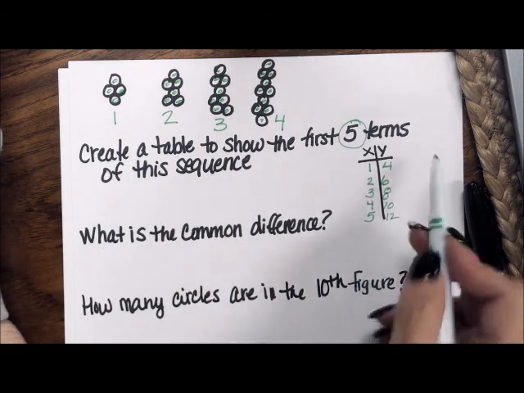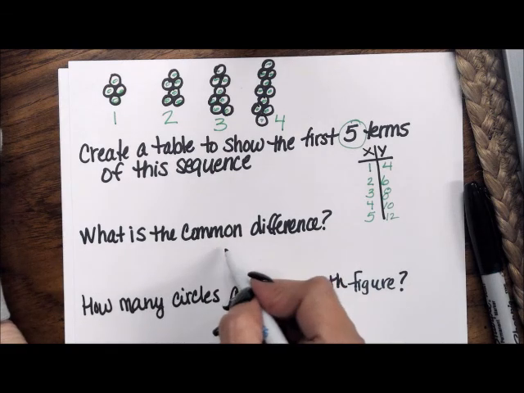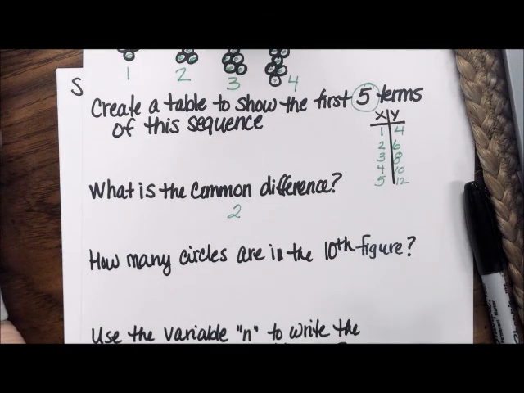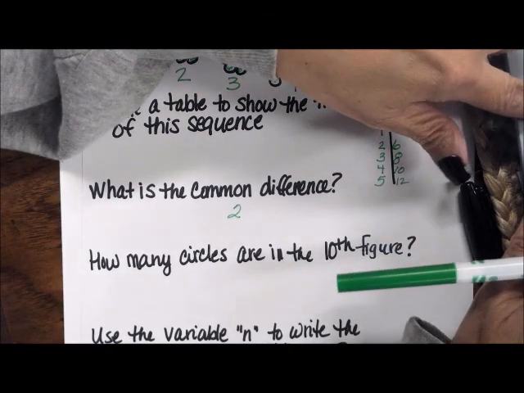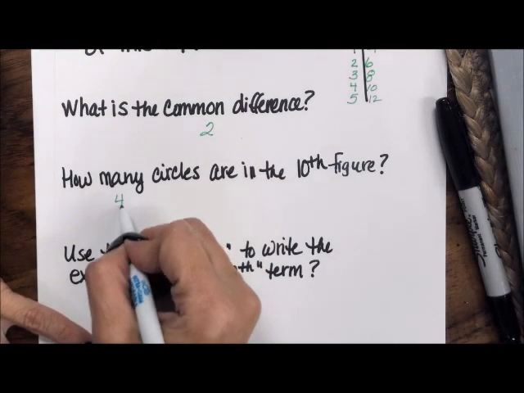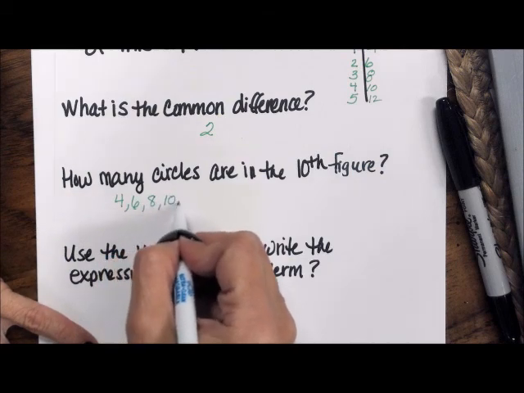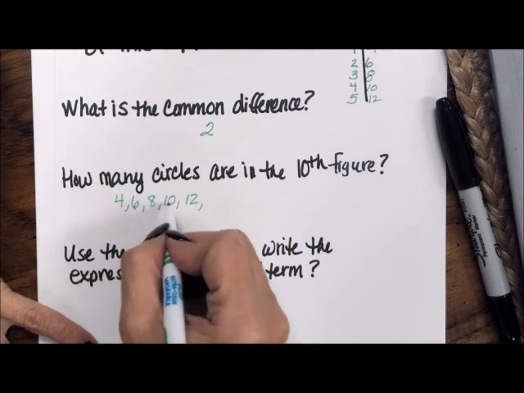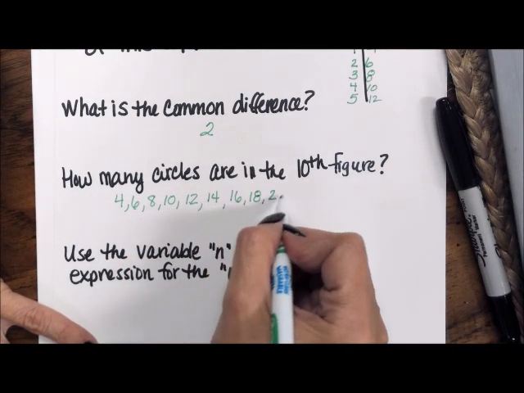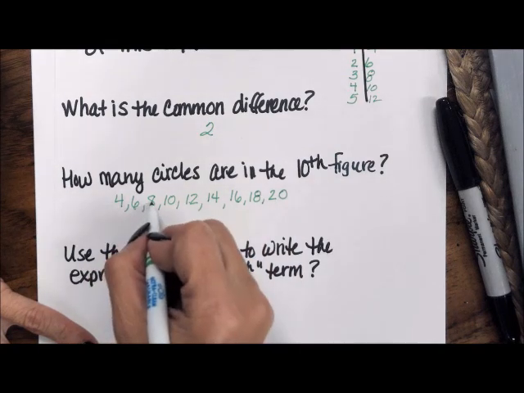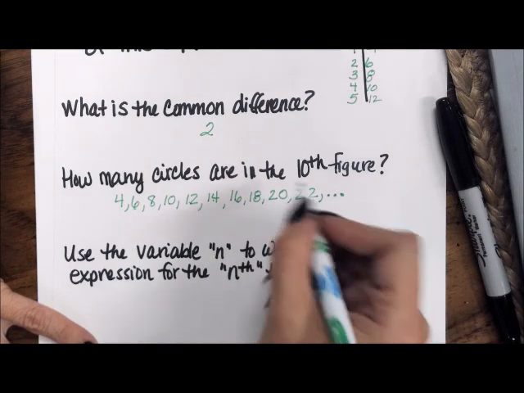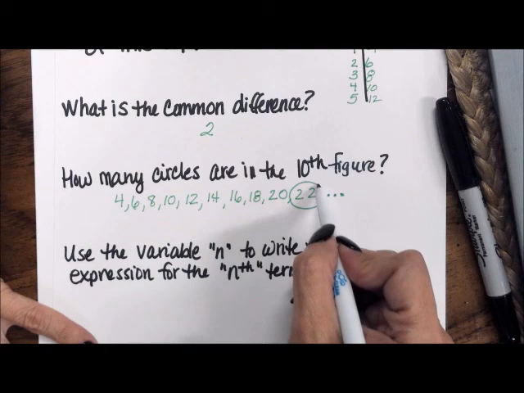Create a table, first 5 terms, boom, there it is. What's the common difference? Oh, 2. How many circles are there in the 10th term? Now, when I ask you this on the test, you can show it with the table or however you want to do it. Here's what I'm going to do. I'm going to say 4, 6, 8, 10, 12, 14, 16, 18, 20, dot, dot, dot. How many are there in the 10th?